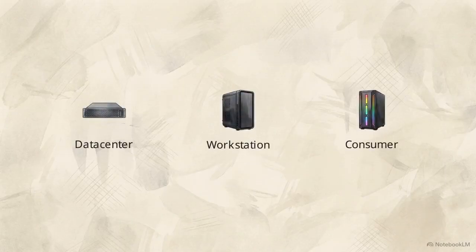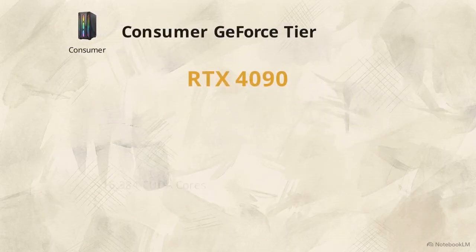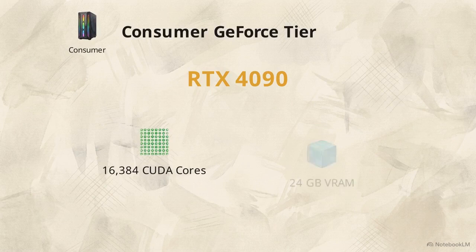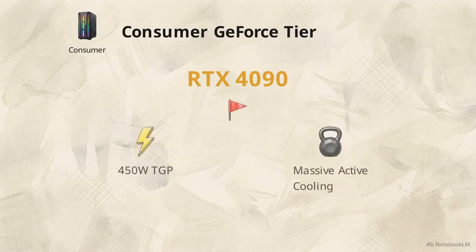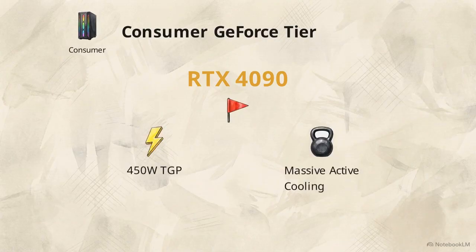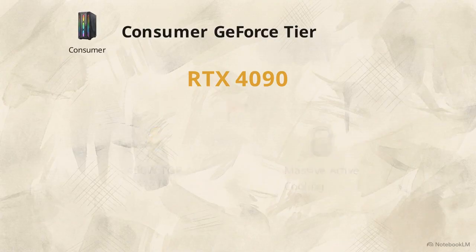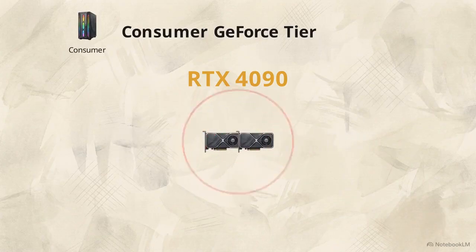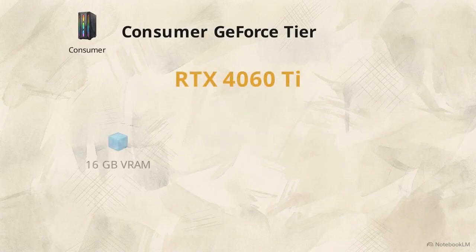That leaves the consumer GeForce tier, the starting point for developers and hobbyists. The flagship RTX 4090 offers desktop-leading compute power with 16,000 CUDA cores and 24 gigabytes of VRAM, but it demands an extreme footprint, pulling 450 watts with a massive active cooling system. Because of that bulk and heat output, you cannot densely stack 4090s side by side. They will physically choke each other out.